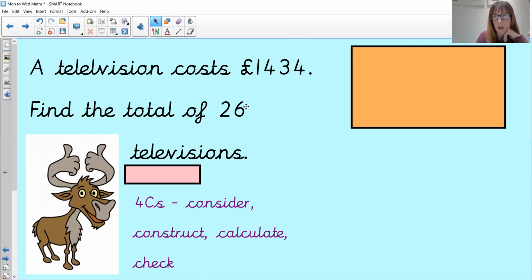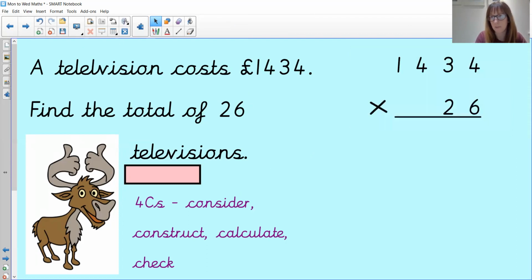Okay, so we know that we need 26 lots of 1,434. And that is another way of saying multiply. So here's our question that we have to calculate. So why don't you pause me now and have a go at working this out before I go through it with you. Off you go. Okay, are you ready? You got your answers? So see if you've got the same as me.